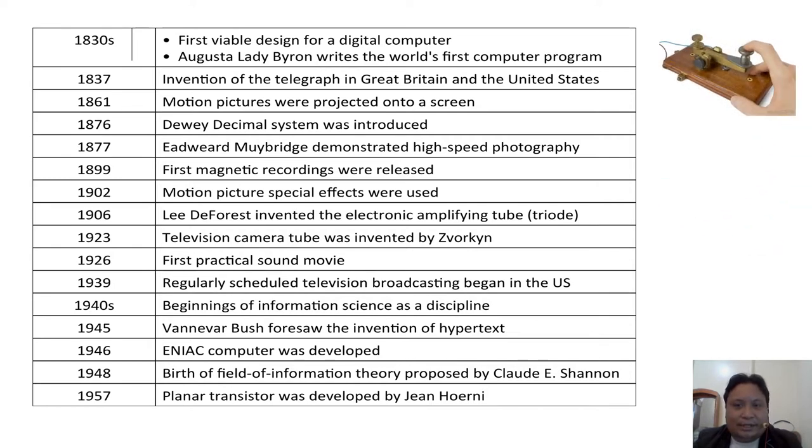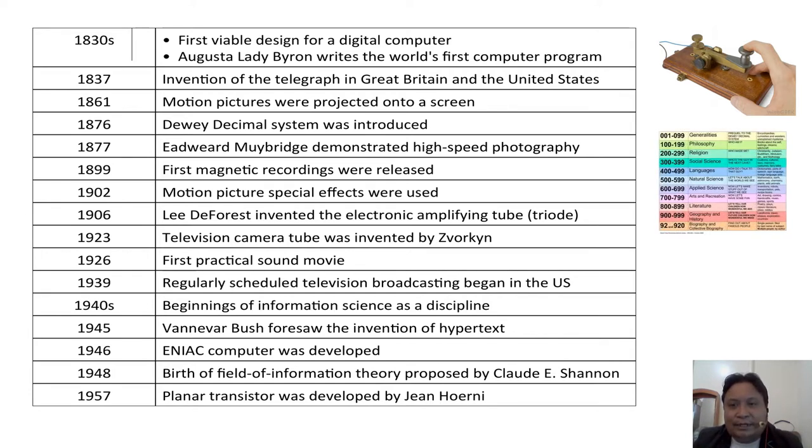That is why to use the telegraph, you should know the Morse code, the dot and the dash. Next one is the motion pictures were projected onto the screen. In 1876, the Dewey decimal system was introduced, and until now it is still being used in the library for the arrangement of the books according to the numbers from 001 to 099. So general information, 100 to 199, that is philosophy, like that. That is the Dewey decimal system.